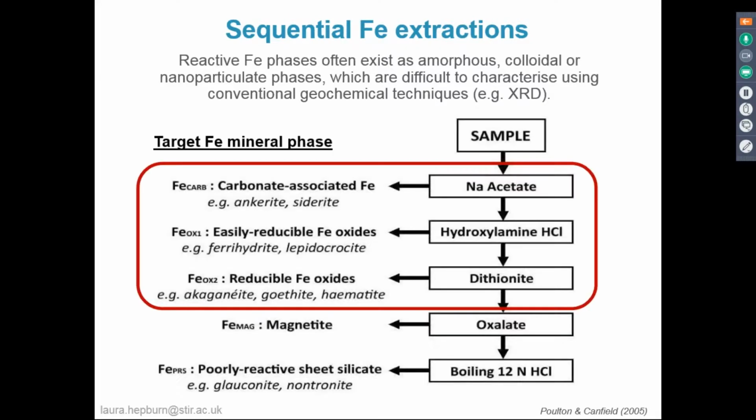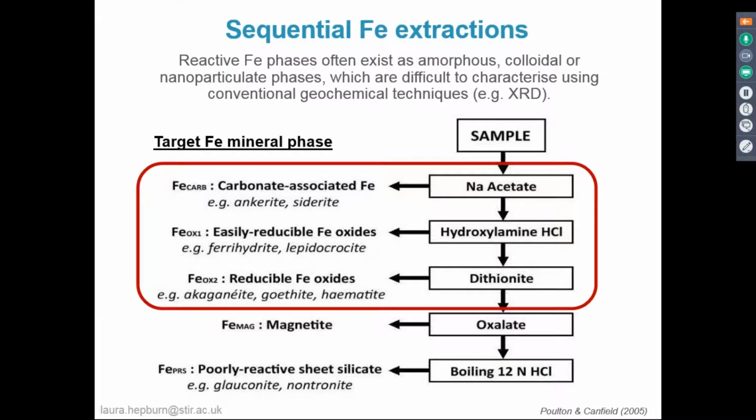So, because these particles are very difficult to analyse, in 2005, Simon Poulton and Donald Canfield came up with a sequential extraction technique that characterises different types of iron minerals into different types of chemically reactive groups. The purpose with any sequential extraction procedure is a series of chemical reactions that initially remove the most reactive phases. As you go on down the procedure, you target phases that are less chemically reducible using increasingly more aggressive techniques.